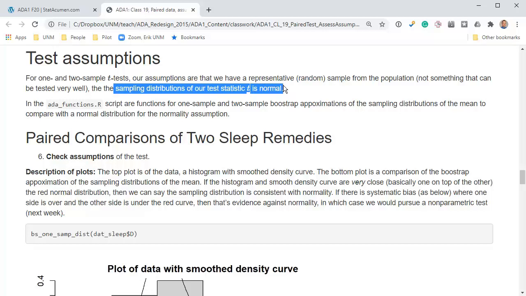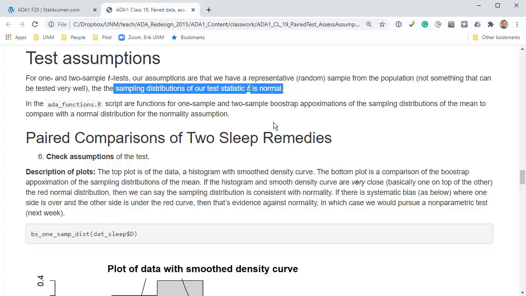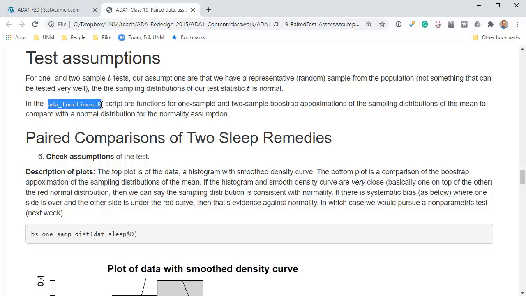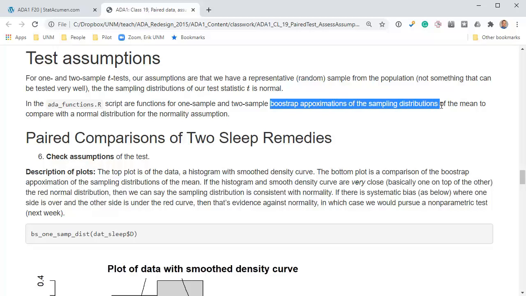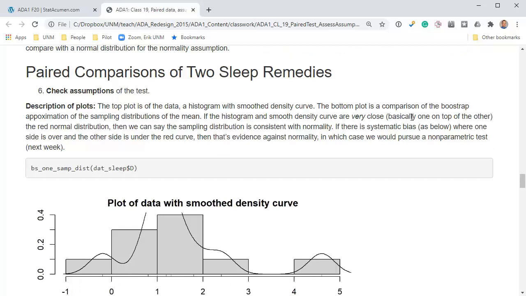Okay, what does normal data look like? Well, it looks a bit like this curve actually. Symmetric, no real outliers. Okay, so in the ADA functions.r script that you sourced at the top of this code, I've got functions that help us use the bootstrap to approximate the sampling distribution, to give us a sense of whether our assumptions are met or not.